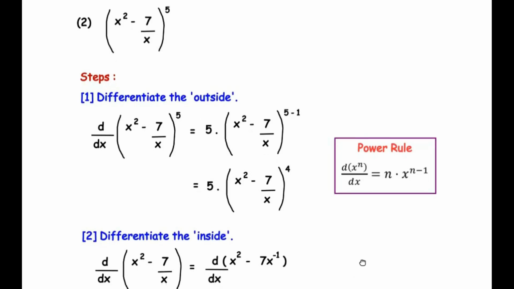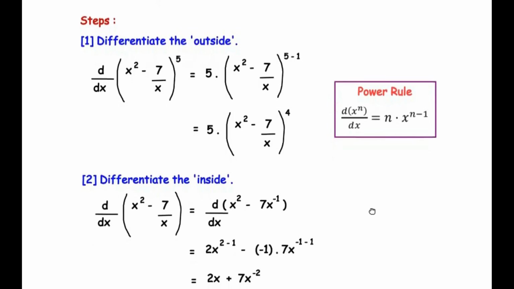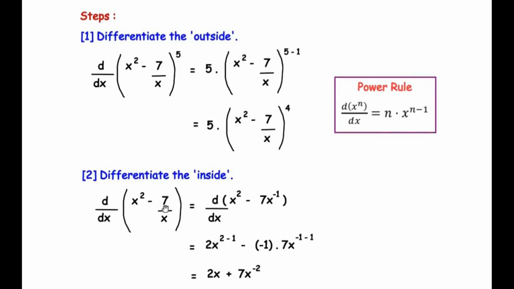Now here, before we start differentiating the inside term, we need to do a small adjustment. So here, d by dx of x square minus 7 over x, we have to take this x which is in the denominator to the numerator. So here the function becomes d over dx of x square minus 7 times x to the power of negative 1.